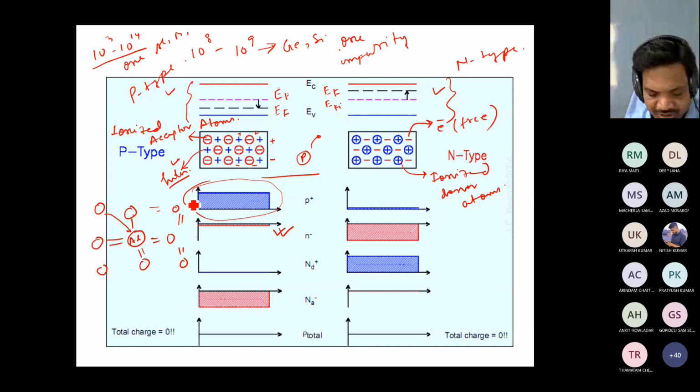Can you see this diagram? Can you understand here? Yes, sir.